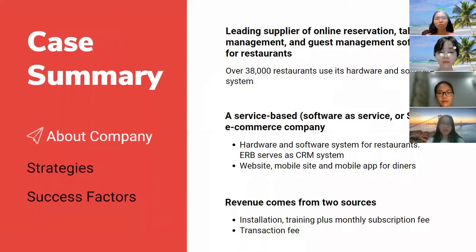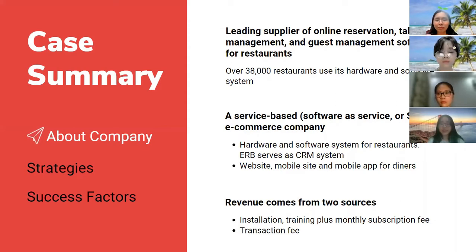About the company, OpenTable is a leading supplier of online reservation, table management, and guest management for restaurants. It is a large company, and over 38,000 restaurants use its hardware and software system. For the restaurants, it helps to improve targeted email marketing, and its ERB software serves as the CRM system for the restaurant. For the diners, its website, mobile site, and mobile app help to find an available table in real time in the most effective and efficient way.